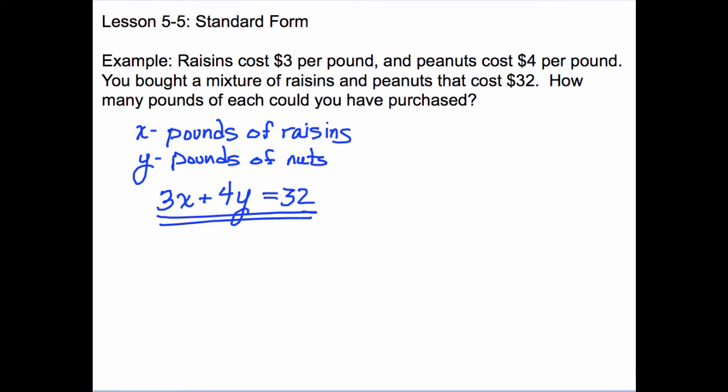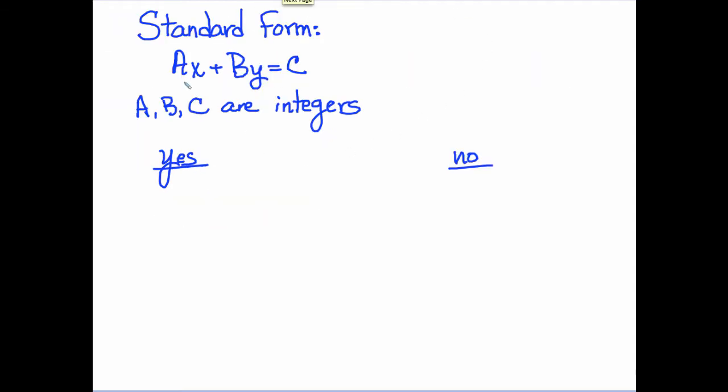So now let's have a formal definition of standard form. A standard form equation is one of the form a times x plus b times y equals c, where a, b, and c are integers. So let's see some examples of equations that are in standard form. First, the one that we just did, 3x plus 4y equals 32, is an equation in standard form.